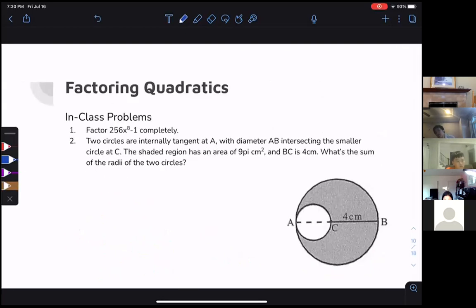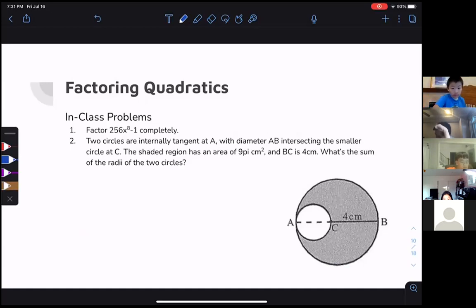And so factoring quadratics, these two in-class problems are a bit different. I'll give you a little while for these. Our first problem is to factor 256x to the 8th minus 1 completely. I believe there are going to be 4 terms you can factor this into. Not all of them are going to be linear. You should get 4 terms in your final answer, which is what "completely" means.